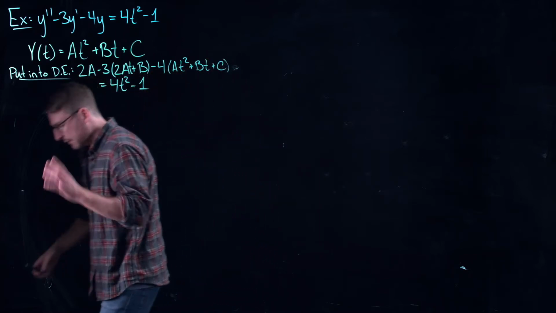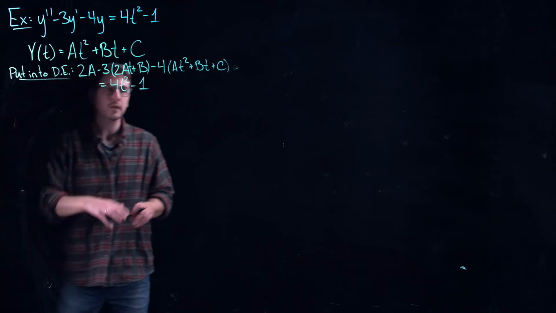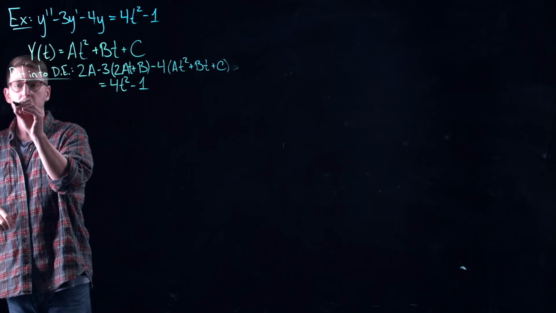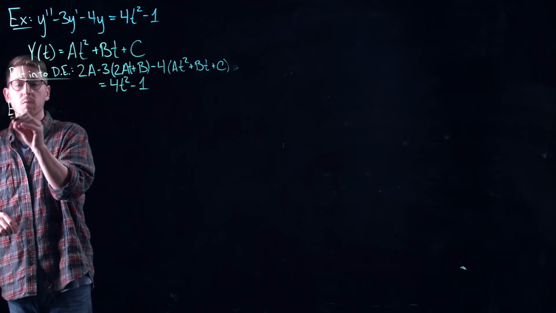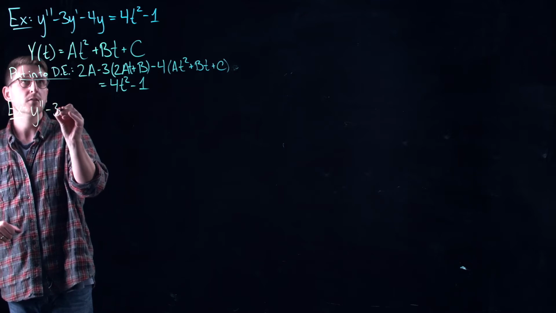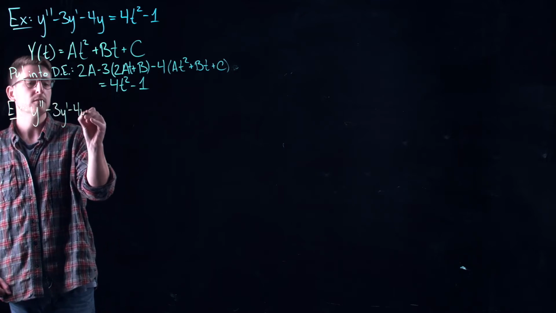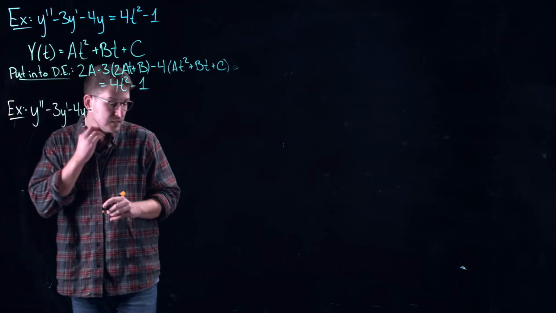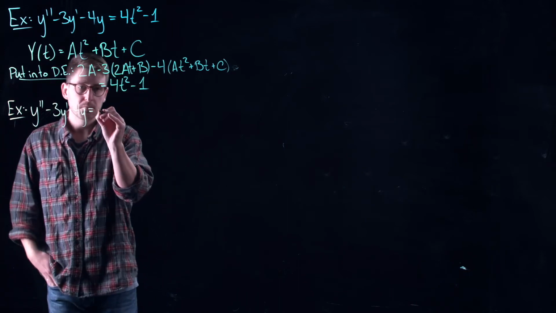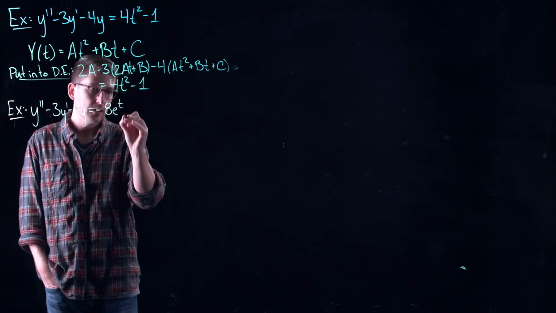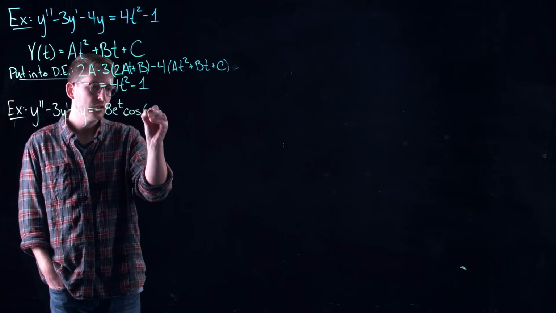All right, I'm not going to finish that example. I'm going to leave that for you to work out on your own. Let's do another example here before we burn ourselves out on this. Let's do y double prime minus 3y prime minus 4y. So again, the same left-hand side, so I don't have to change anything. And let's say this is equal to minus 8 e to the t cos of 2t.